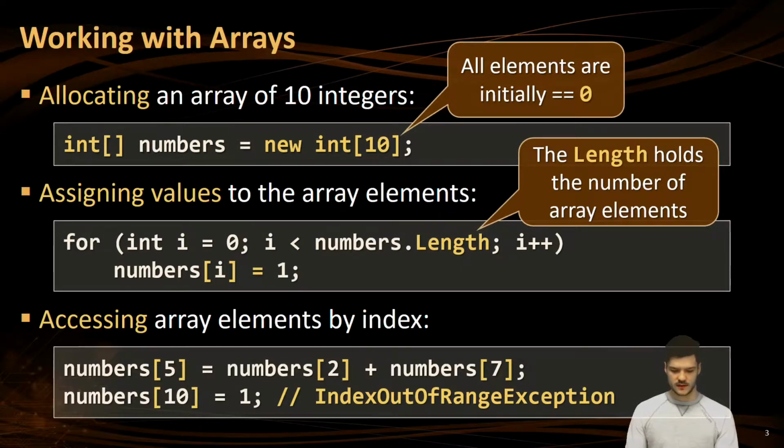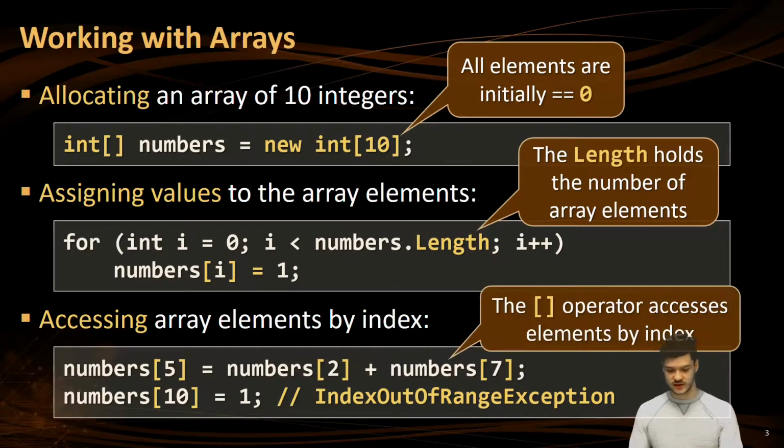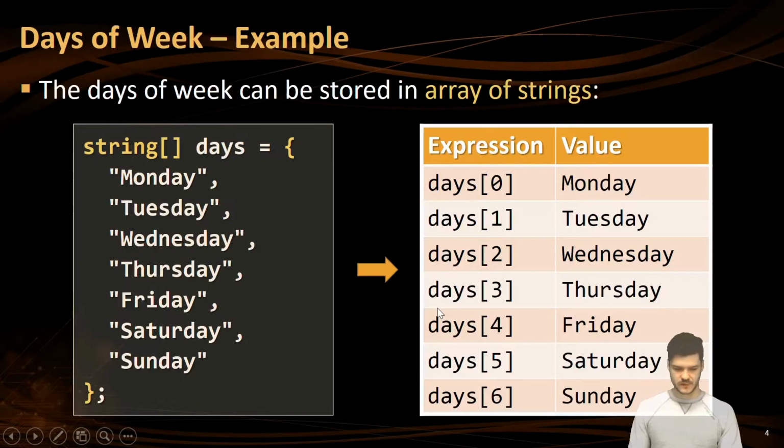So again, as you can see here, accessing array elements happens by choosing the index. If we try to access an element which is out of the range of the array, we're gonna have an index out of range exception. You have seen it, I have demonstrated it to you. Yeah, so let's go ahead and do an example.